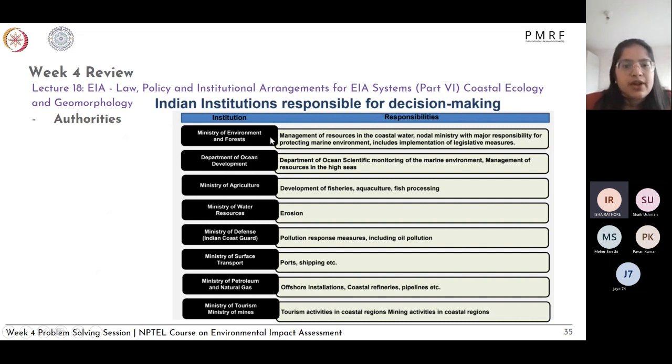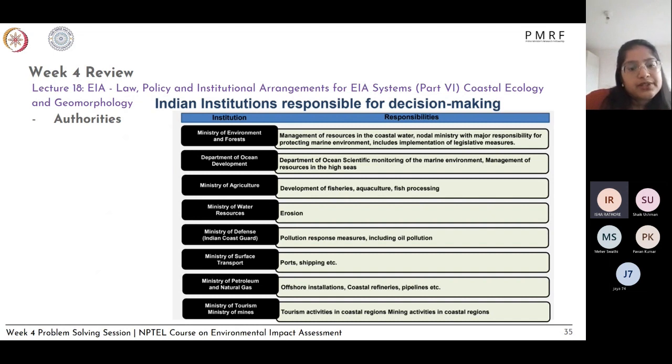First we have the Ministry of Environment and Forests, which looks at the resources in coastal waters. This also has a nodal ministry whose major responsibility is protecting the marine environment, including the implementation of the legislative measures and rules which they form. Then we have the Department of Ocean Development, which monitors the marine environment and manages the resources in the high seas. The Ministry of Agriculture looks at the fisheries, aquaculture, and fish processing aspects. The Ministry of Water Resources looks at erosion caused by water bodies.